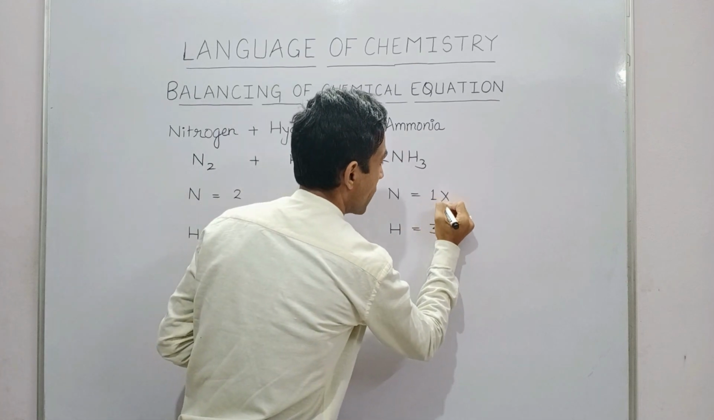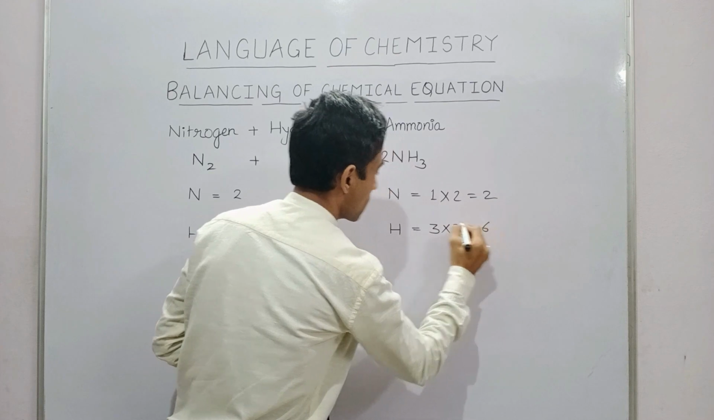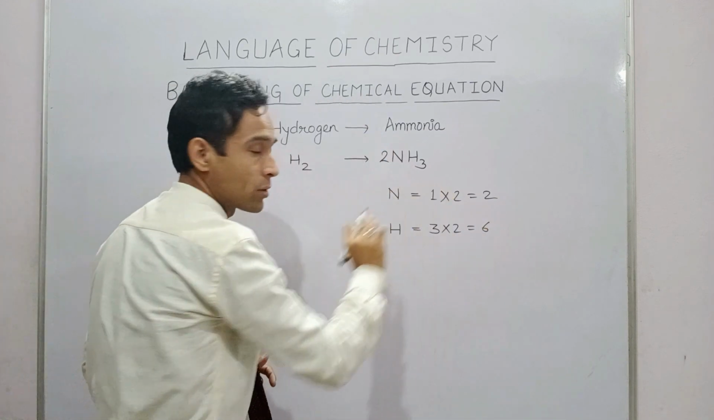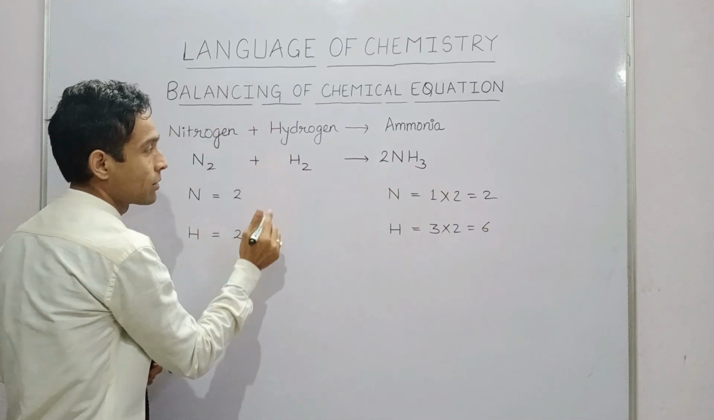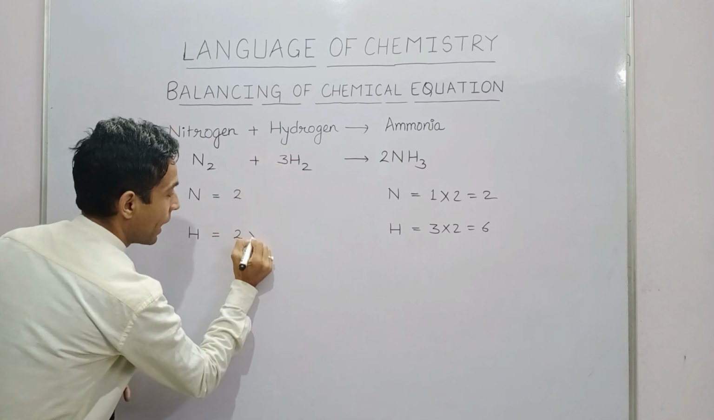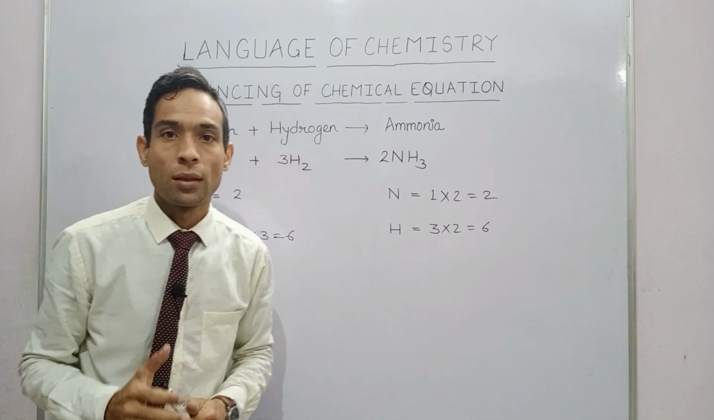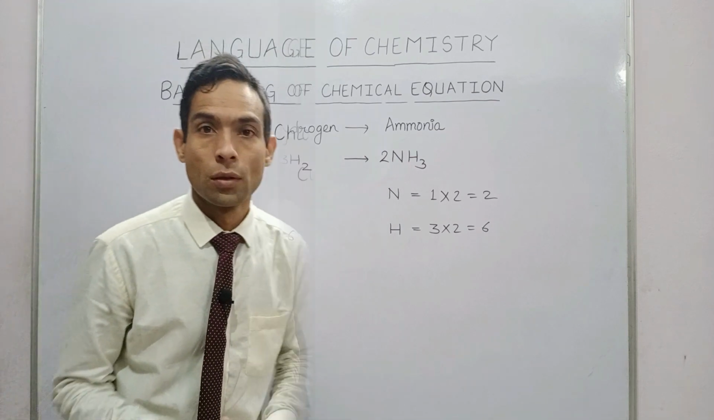This makes the number of nitrogen atom 2 and the number of hydrogen atom 6. This balances the nitrogen atom. In order to balance the hydrogen atom, I am going to place 3 before H2 on the left hand side and this balances the equation. Let's see one more example.